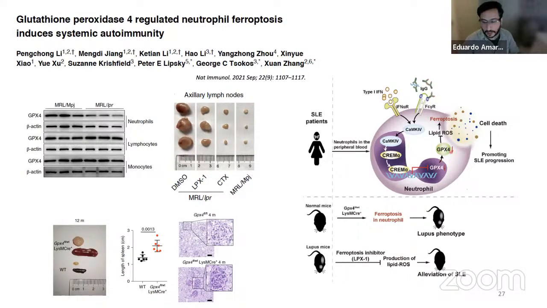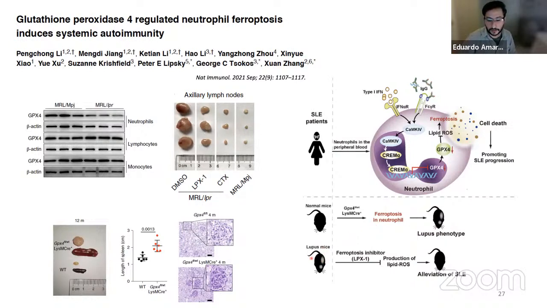So in this case, the absence of GPX4 will lead to the accumulation of lipid peroxides on the biological membrane, and cells will die through necrosis. And the authors think that this will promote lupus progression. In the normal scenario, mice don't develop lupus, but when they delete GPX4 in myeloid cells, they see that neutrophils undergo ferroptosis, and all these animals show a lupus phenotype.